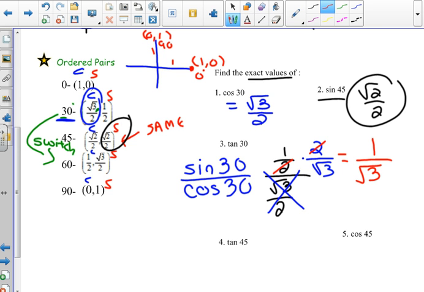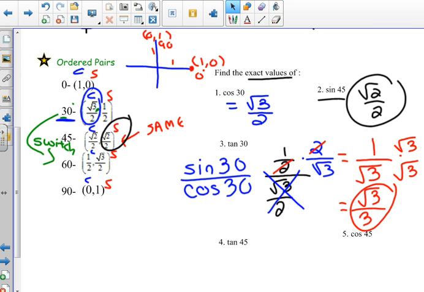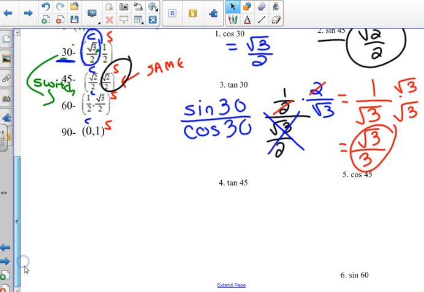What do we do? Good job, I'm going to multiply the top and the bottom by radical 3. Super. Now on the top, 1 times radical 3 is? Good. On the bottom, it's just what? 3. Good. Nice work. A radical times itself, the radical goes away and left is just what's underneath.